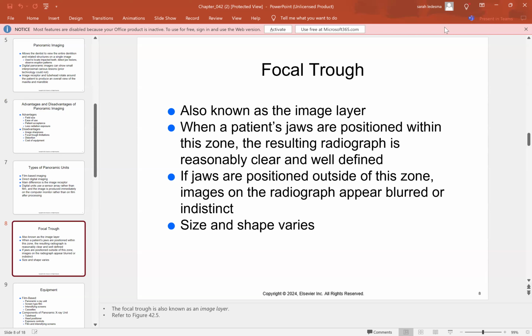Focal trough, also known as image layer. When a patient's jaws are positioned within this zone, the resulting radiograph is reasonably clear and well defined. If jaws are positioned outside this zone, images on the radiograph appear blurred or indistinct. Size and shape varies.